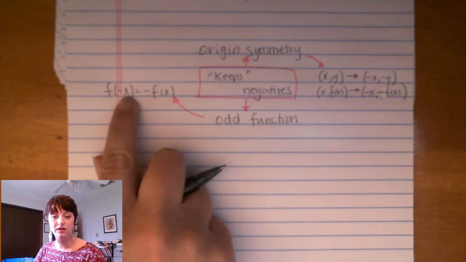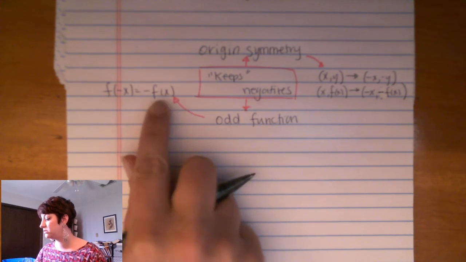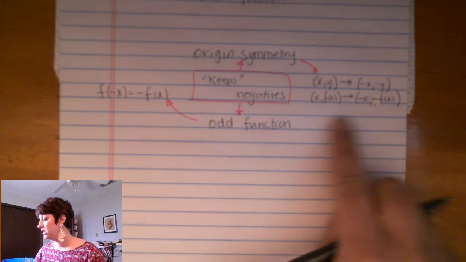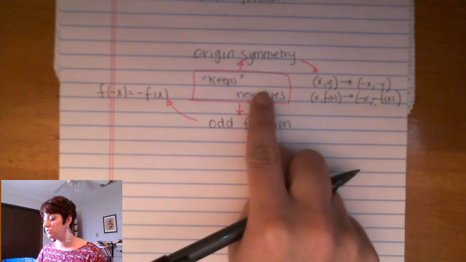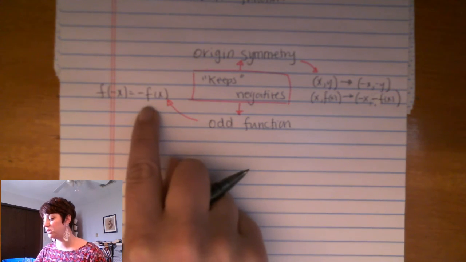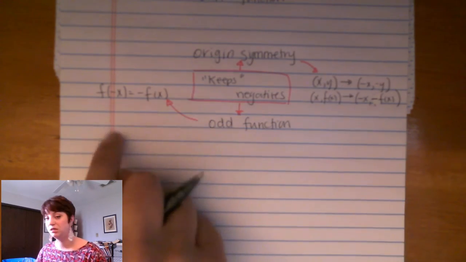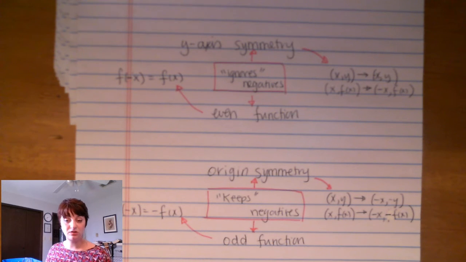In goes negative x, out comes negative f of x. That means that you're keeping the negatives, you're an odd function, and here's your test. So origin symmetry, odd functions, the tests, they're all related, they're all the same thing.